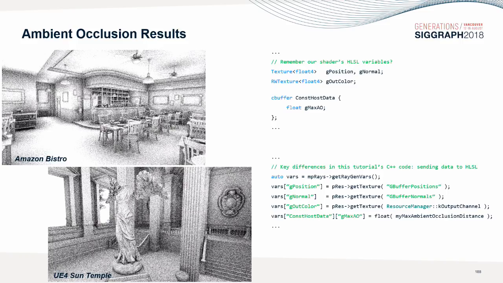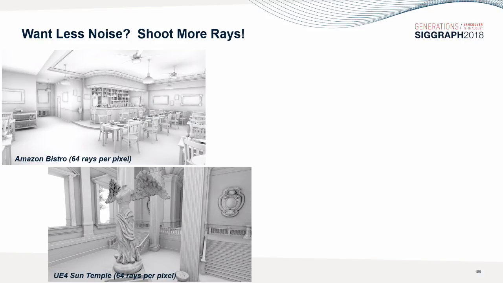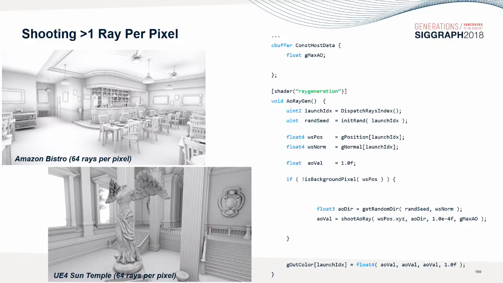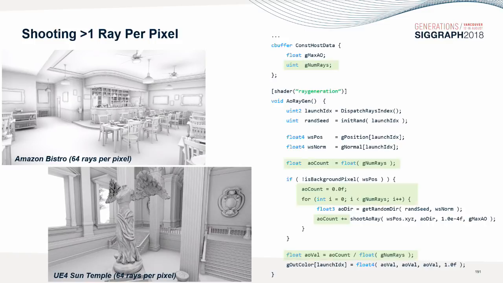But what if you want more rays? What if you want less noise? Let's shoot some more rays and use, in this case, 64 rather than 1. To do that, it's actually pretty straightforward. I need to pass in the number of rays that I want to shoot, and I now put a for loop around my shoot ray and accumulate the values from multiple ambient occlusion rays and average them, divide by the number of total rays that I'm shooting. And so it's very straightforward to go from one sample, one AO ray, to multiple ones. The only difference is you have to pass in a new value from your C code.